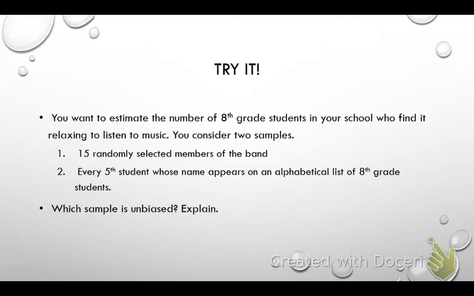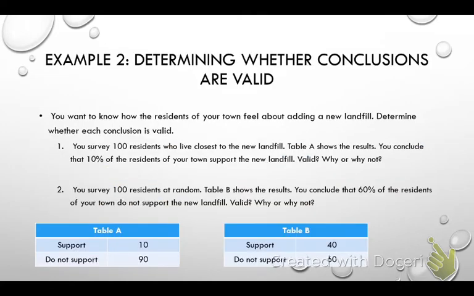Right. So the fact that number 1 said specifically members of the band, that's your immediate indicator. That's not accurate because that's only like one group. Okay. So number 2 definitely is my choice because it's every 5th student. It's random, alphabetical. There's no pattern to it, and I can get a better picture. Okay, you see the obvious differences there? All right, so example 2.